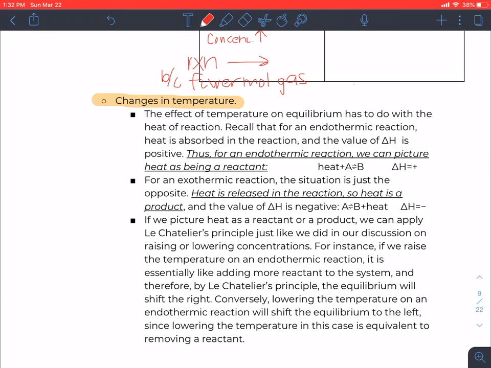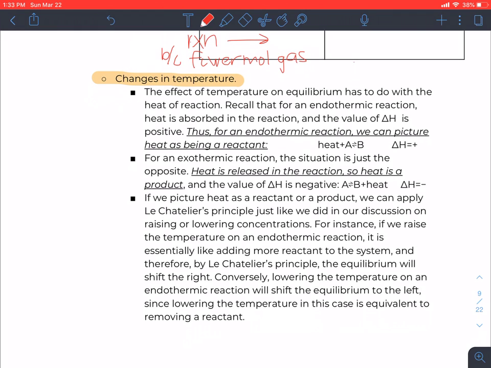Okay, so we're still looking at Le Chatelier's principle, and we're going to look at how changes in temperature affect our reactions. Okay, so the effect of temperature on equilibrium has to do with the heat of reaction. Okay, this was a couple of units ago. Recall that for an endothermic reaction, heat is absorbed, and the value of delta H is positive.